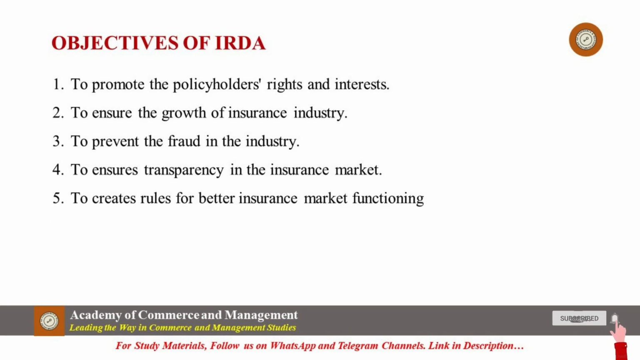IRDA has some specific objectives. First objective is, IRDA aims to promote the policyholders' rights and interests. Second one is, this organization aims for the insurance industry growth. The third one is, there should be swift insurance claims. Also, the body seeks the prevention of fraud in the industry. The next one is, IRDA ensures transparency in the insurance market. Also, the rules provide orderly conduct. And, the last objective is, IRDA regularly creates rules for better insurance market functioning. It helps create an overall better economic environment.